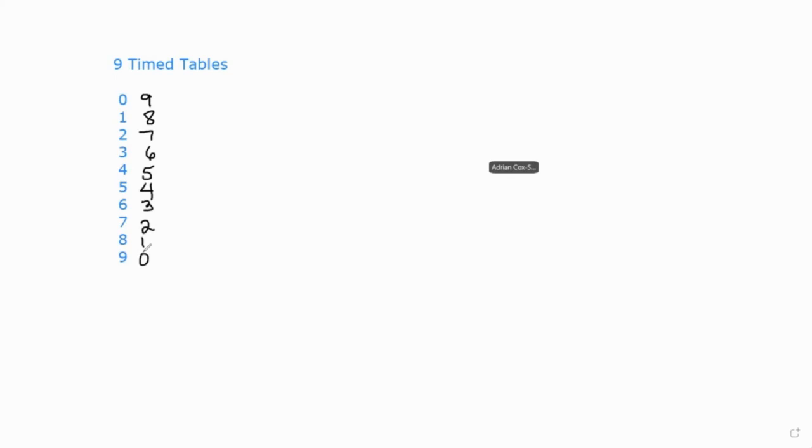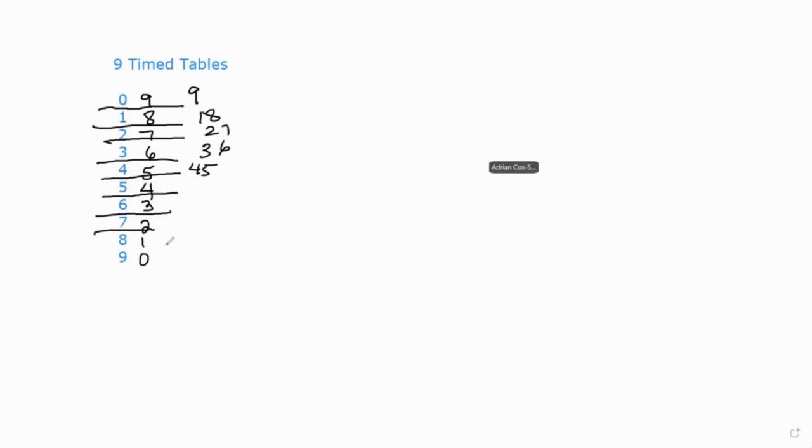Okay, so I'm gonna tell you what we just did, okay? So I'm gonna go through and draw a line. 9 times 1 is what? 9. 9 times 2 was what? 18. 9 times 3 is what? 27. 9 times 4 is what? 36. 9 times 5 is what? 45. 9 times 6? 54, okay? 9 times 7, 63. 9 times 8, 72. 9 times 9, 81. 9 times 10 is 90, okay?